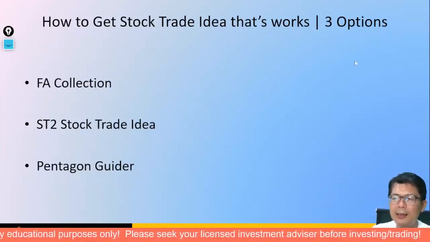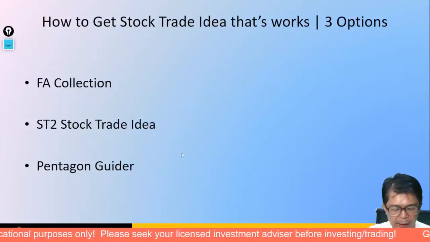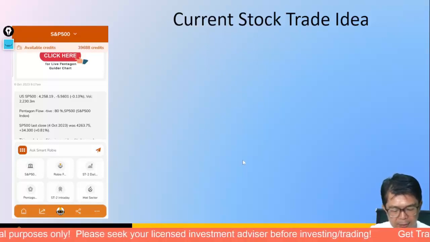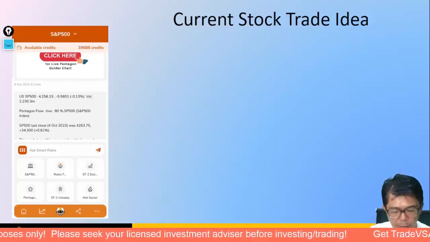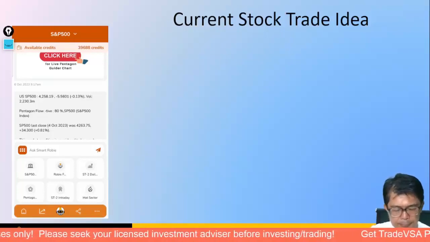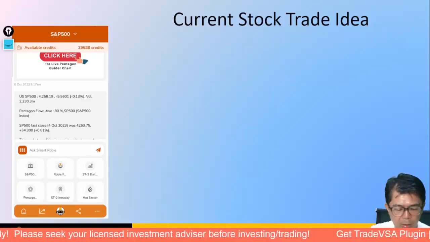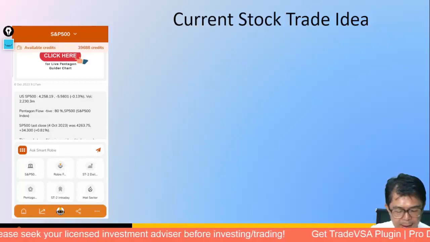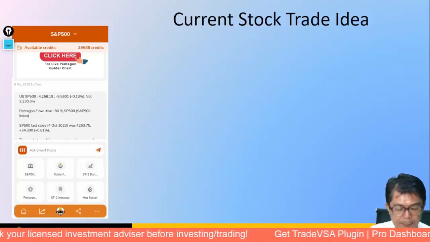So how to get those trade ideas that work? There are 3 options: the FA collection, ST2, and Pentagon Guider. All right, now I'm just going to turn to my phone here and pick up Pentagon Guider for the KLSE market. I'm just looking at my phone here because I couldn't show it to you. I have Sunway, Dialog, Kossan, Affin, UOA, KPJ. Okay, 196. I generally like to pick those small.